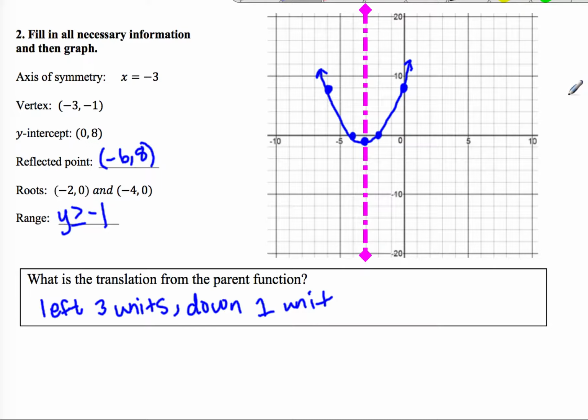Now, pause if you haven't already. Try the next one on your own and come back and hit play again.